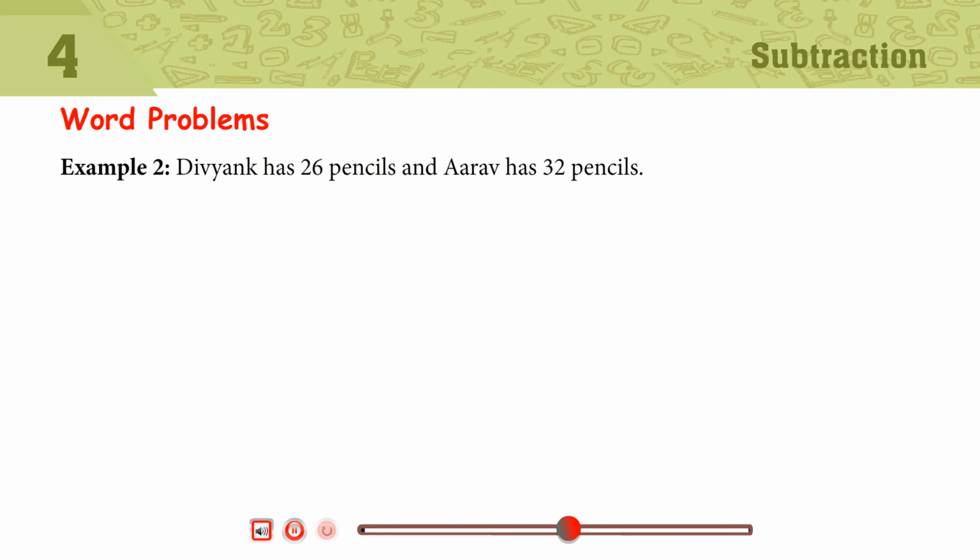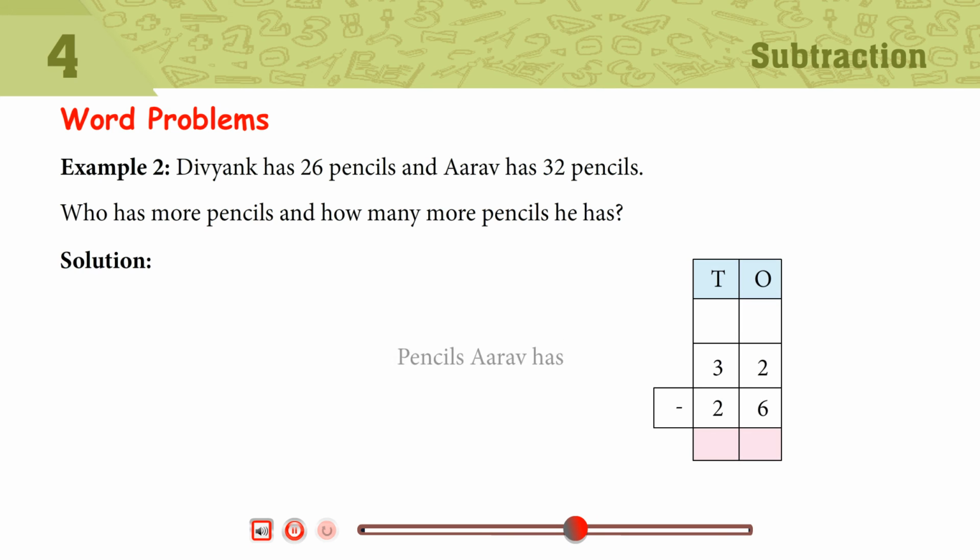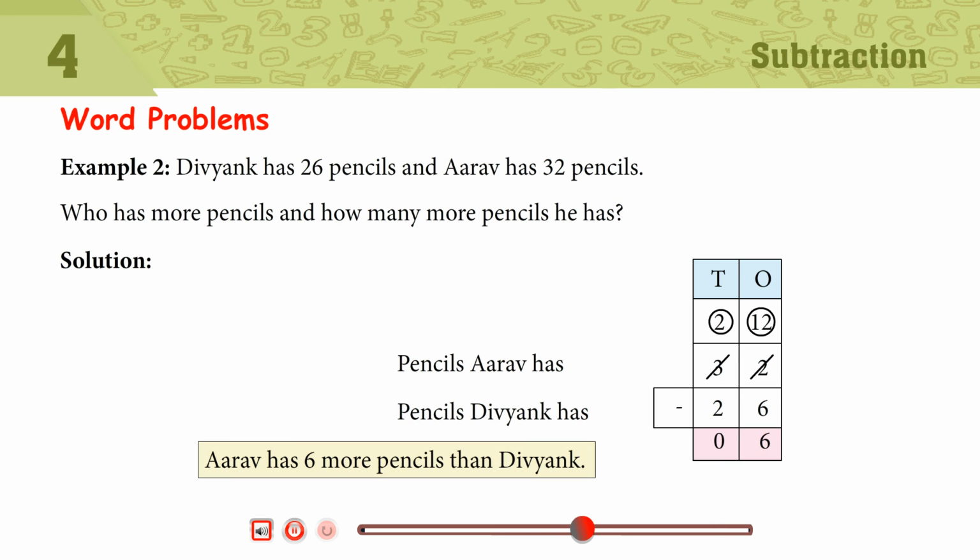Example 2. Divyang has 26 pencils and Arav has 32 pencils. Who has more pencils and how many more pencils he has? Solution. Pencils Arav has 32. Pencils Divyang has 26. Arav has 6 more pencils than Divyang.